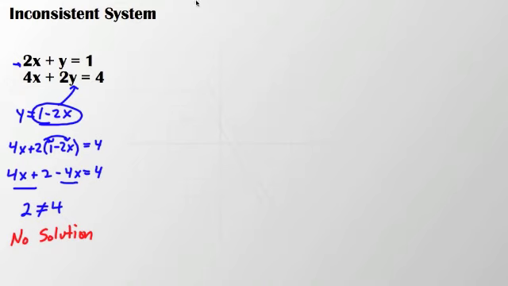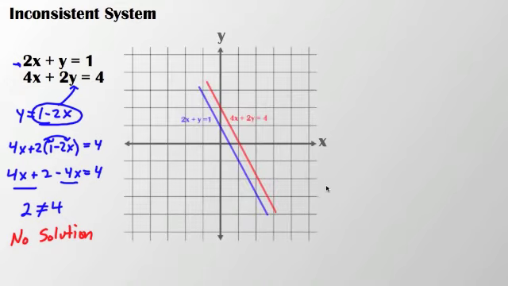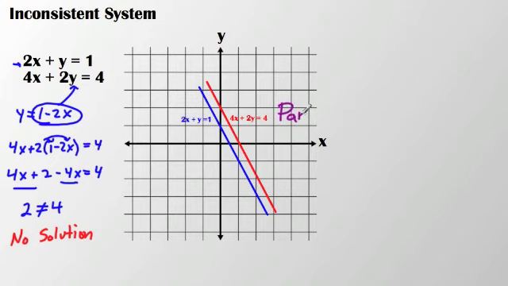But let's take a look at this graphically. I have graphed the two linear equations, and I see my equation in red for 4x plus 2y equals 4, and my equation in blue for 2x plus y equals 1. Notice that the lines are parallel. Because they're parallel, they're never going to meet, which means there's never going to be a coordinate that works for both equations.